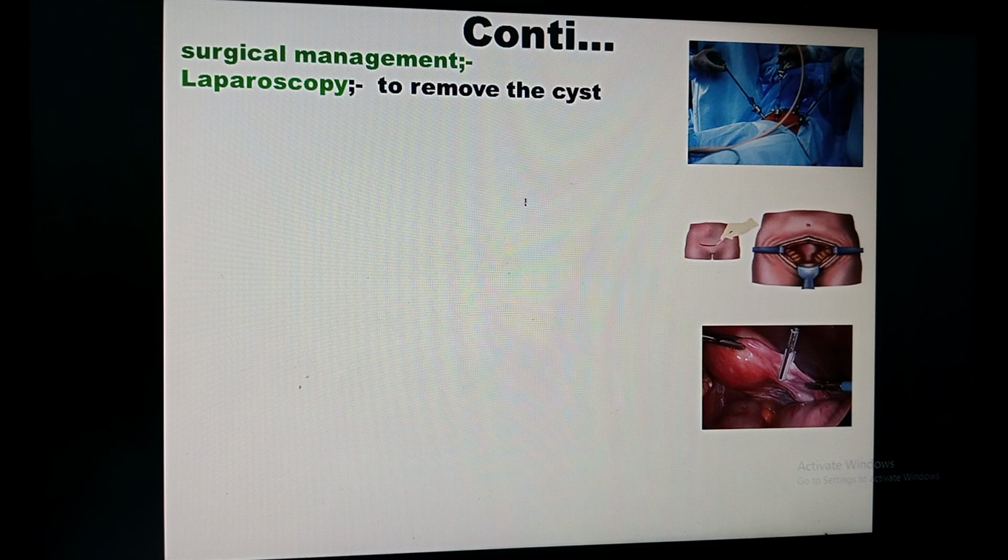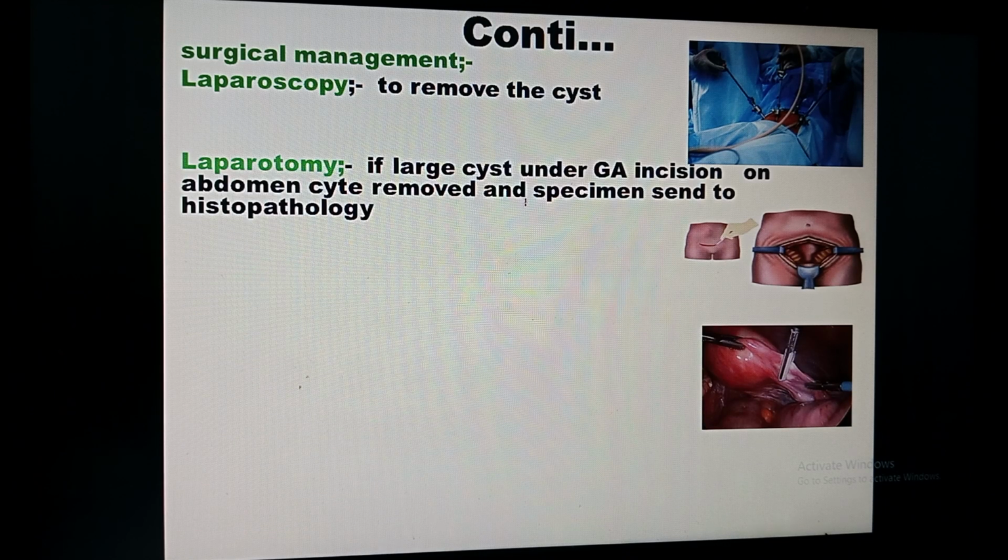One is a laparoscopy to remove the cyst. It is not a cut open through the abdomen. In laparoscopy, as you can see in the picture, on the left and right side small holes are made, tubes are inserted, and through those tubes they will remove the cyst. It is not very painful and does not require long hospitalization.